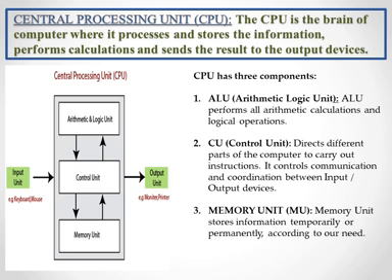Now this CPU has three parts: ALU, CU, MU. ALU means arithmetic logic unit. You can see the meaning in the word. Arithmetic means what? Mathematical calculation. In maths, what do you do? Addition, subtraction, multiplication. All the calculation is done in this part, the ALU.